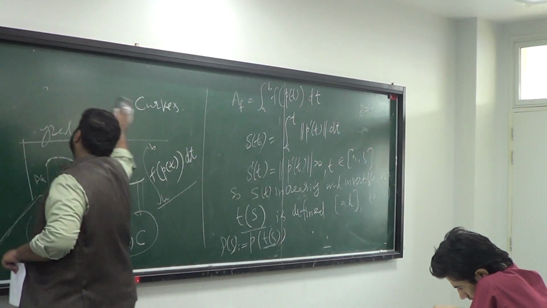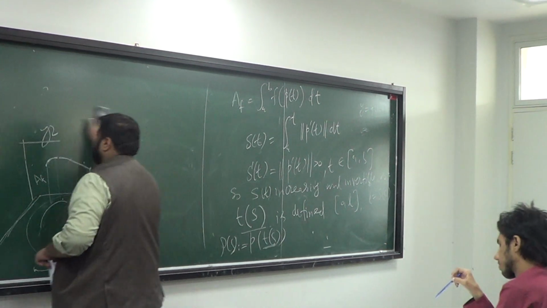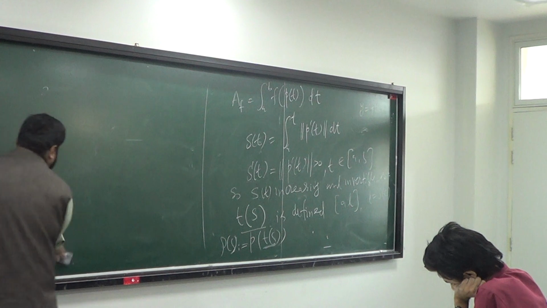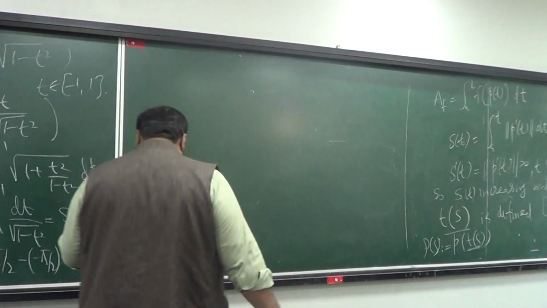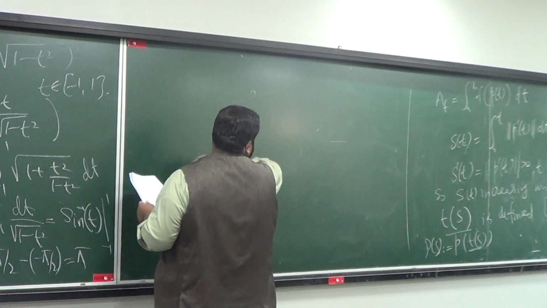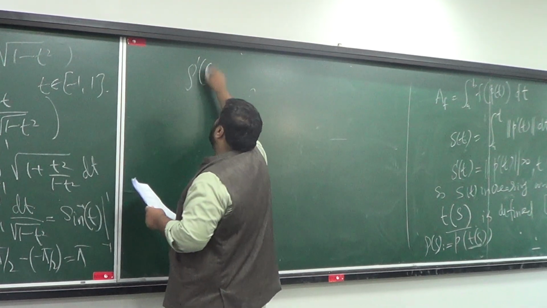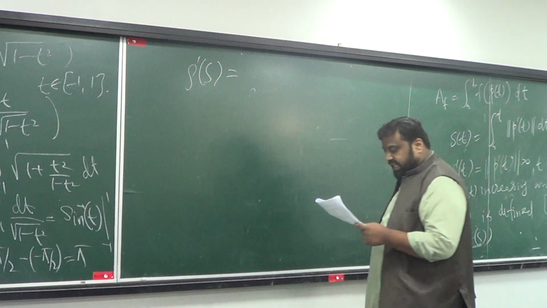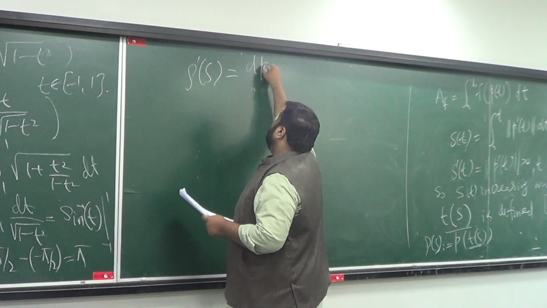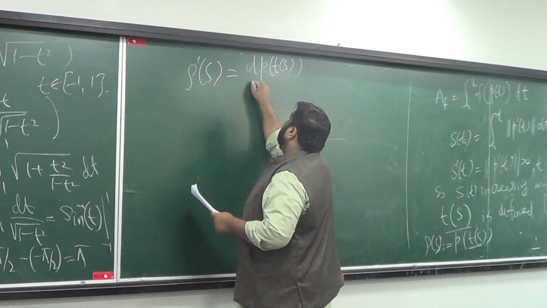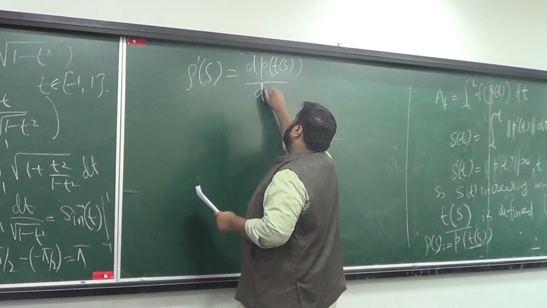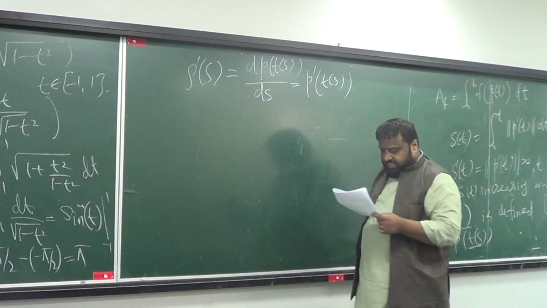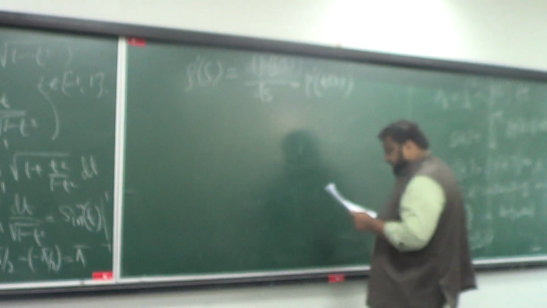This rho of S is something very interesting. Let's talk about it in a moment, and everything will be clear, don't worry. What I'm going to do is something very natural. So rho of S is this. What would rho prime of S be? I differentiate with respect to S. This is d of P of T of S with respect to ds, so it's P dash of T of S.